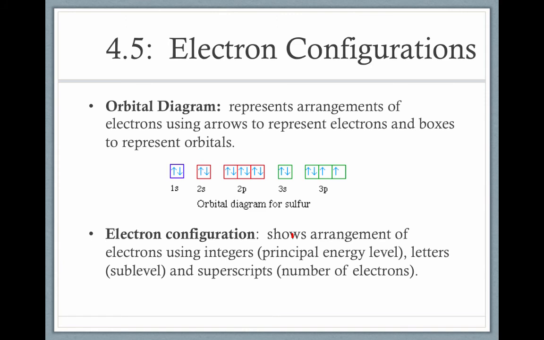We can also use an electron configuration, which uses letters, numbers, and superscripts, and looks like this. In this case, the big numbers represent the principal energy level. So the 1, the 2, that's n equals 1, n equals 2, n equals 3. The letters represent the sublevel, or the shapes of the orbitals. So here we have the 1s sublevel. And the superscripts represent the number of electrons in that sublevel. So this tells us there are 2 electrons in the 1s sublevel. Likewise, here we have 4 electrons in the 3p sublevel.